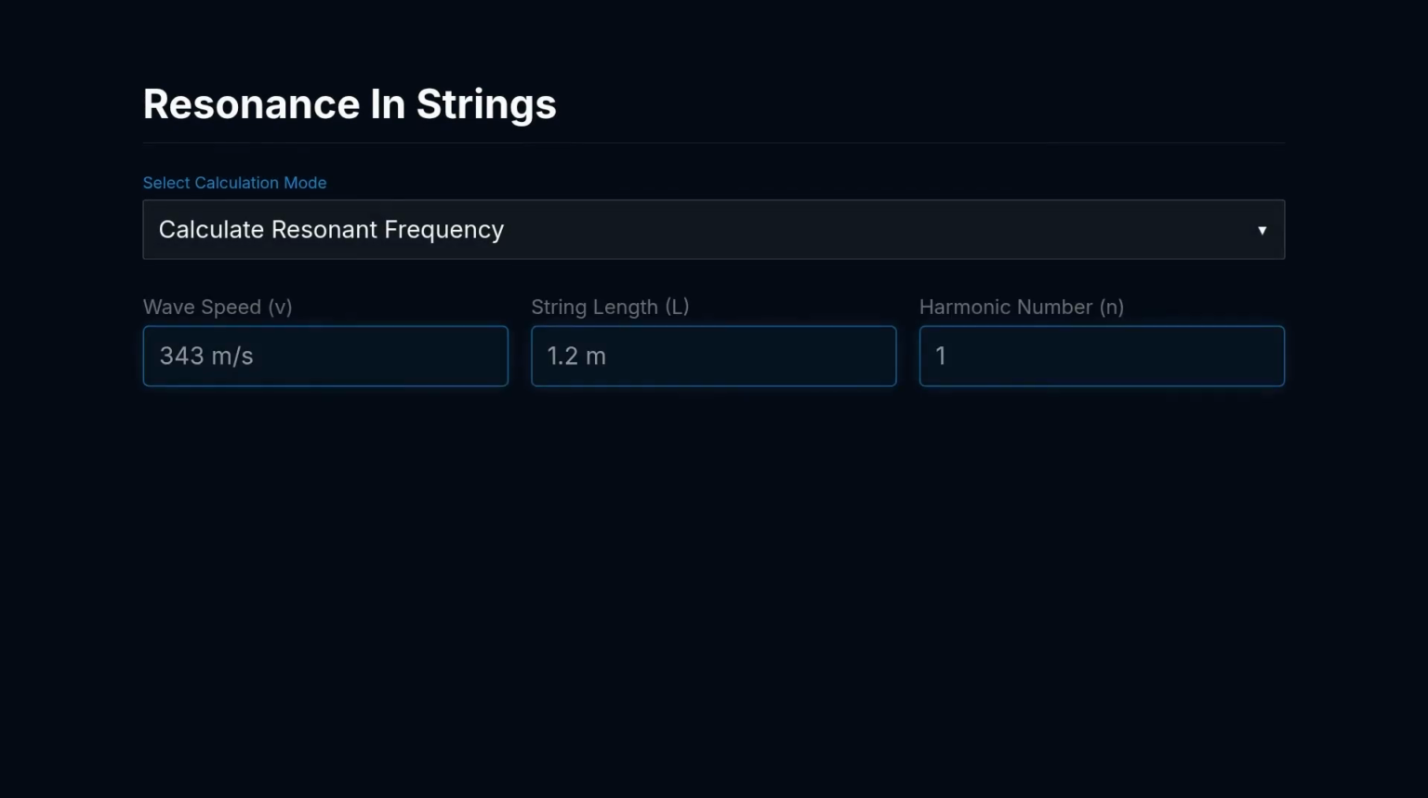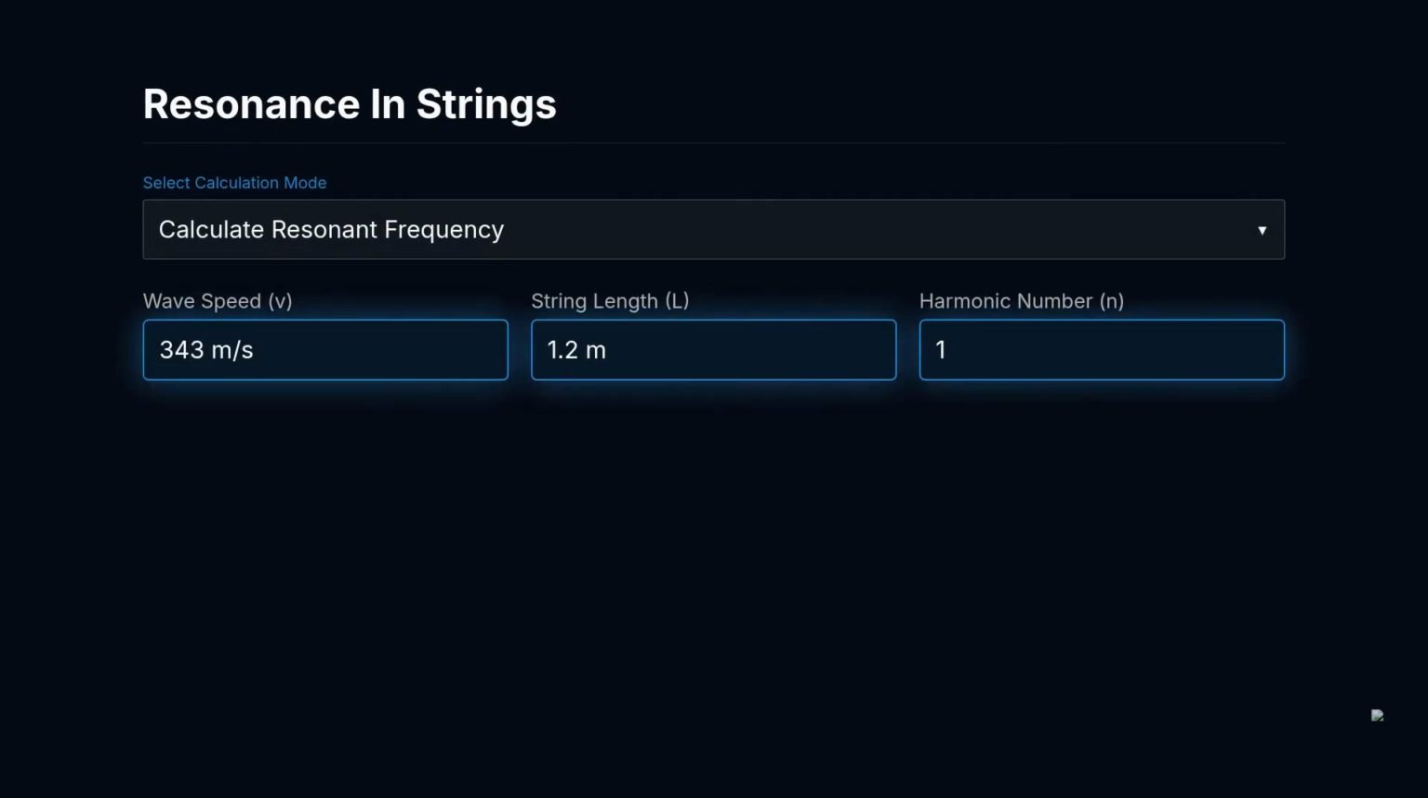For this demonstration, I'm using Calculate Resonant Frequency. The input fields include wave speed in meters per second, string length in meters, harmonic number n, frequency in hertz, string tension in newtons, linear mass density in kilograms per meter, and number of harmonics.